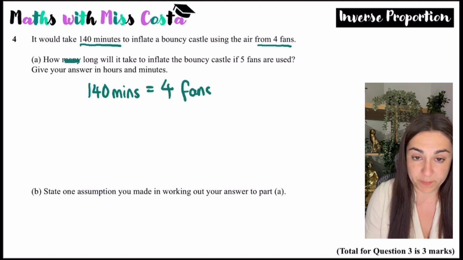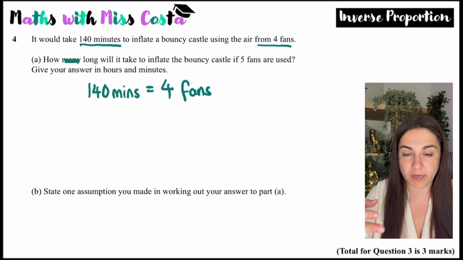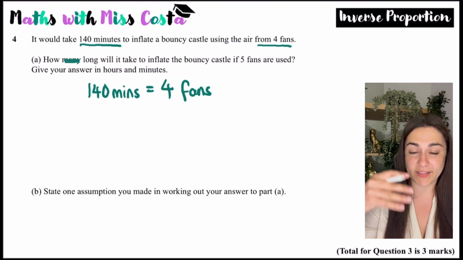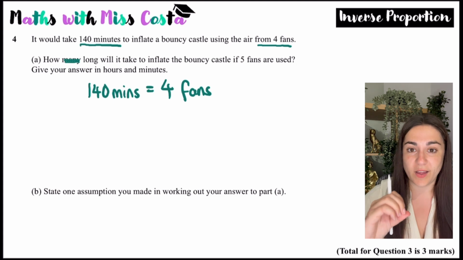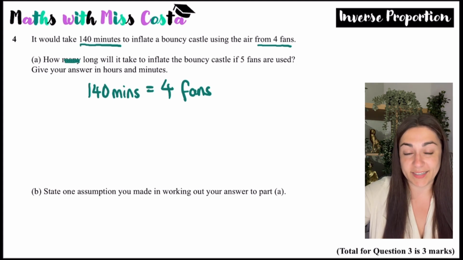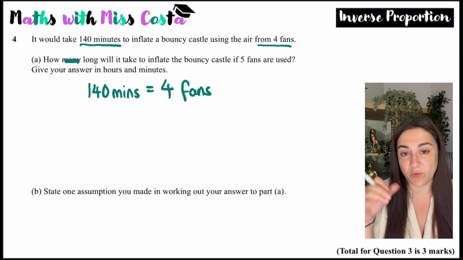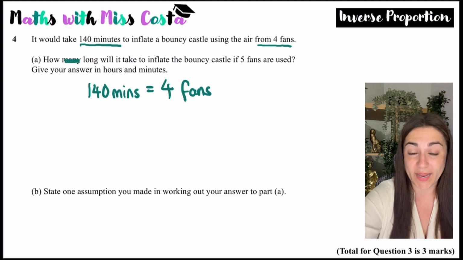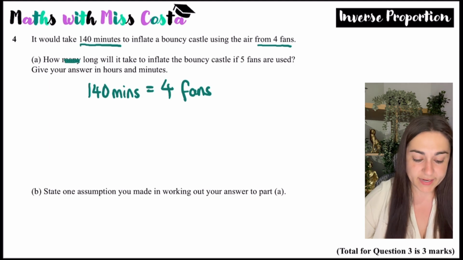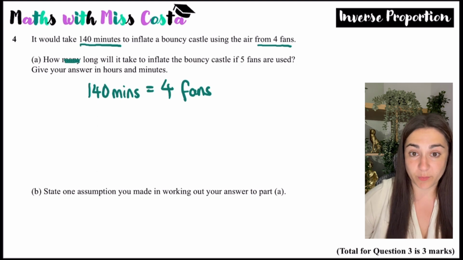Now, just like builders, if you were building a house, the more people that helped you build that house, the quicker the house would get built. So that's an inverse relationship where when one thing increases, the other decreases. And this is the case here. If you had more fans blowing air in, more air would go in at a quicker rate. So therefore the bouncy castle would get blown up quicker.